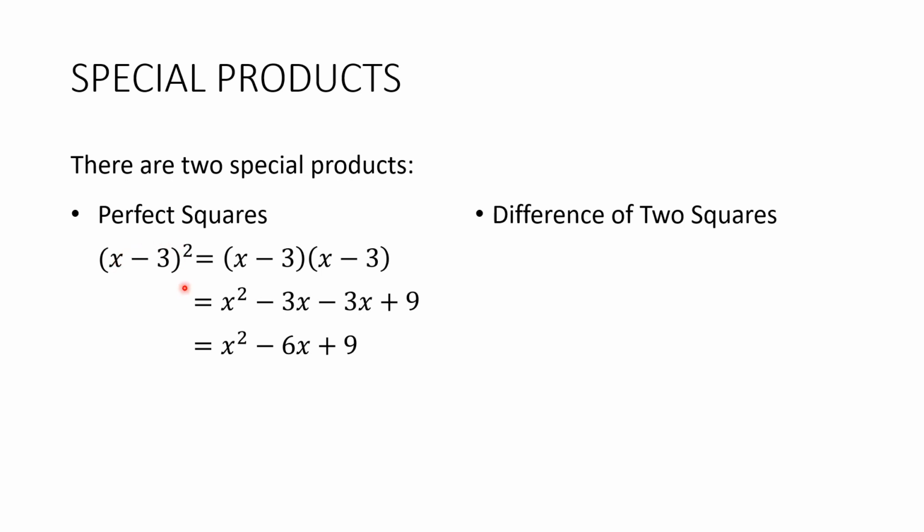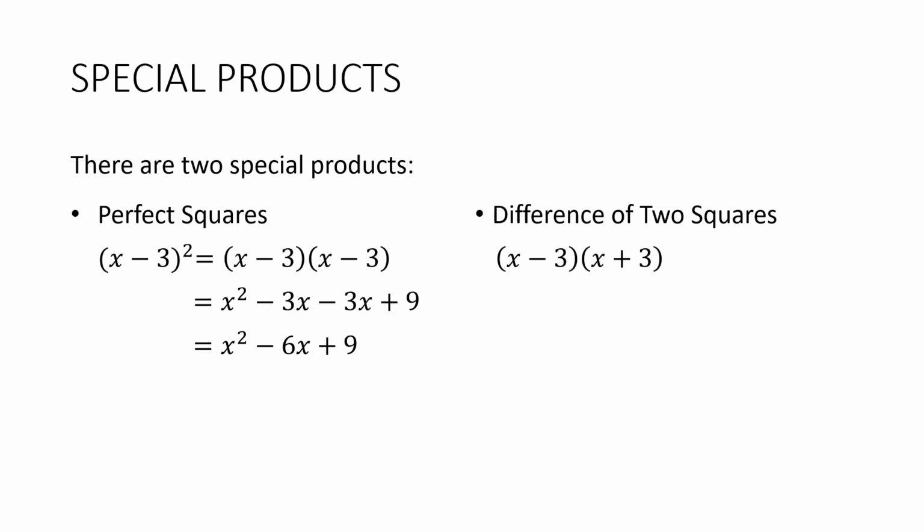First one squared, take away 2 times 3 times x, plus, because negative times a negative is a positive, plus 3 squared, which is 9. So you might like to practice that.